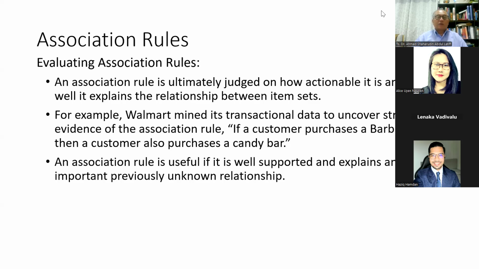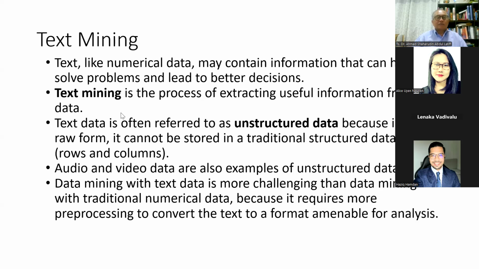Okay, association rules is ultimately judged on how actionable it is and how it explains the relationship between one set and another, because people buy certain things and then what will be the result of the other thing. So it is useful in, say, preparing the rack in your store, when you want to do a combo product, packaging the product, or doing a promotion, for example. And that is some example that you can use for association.